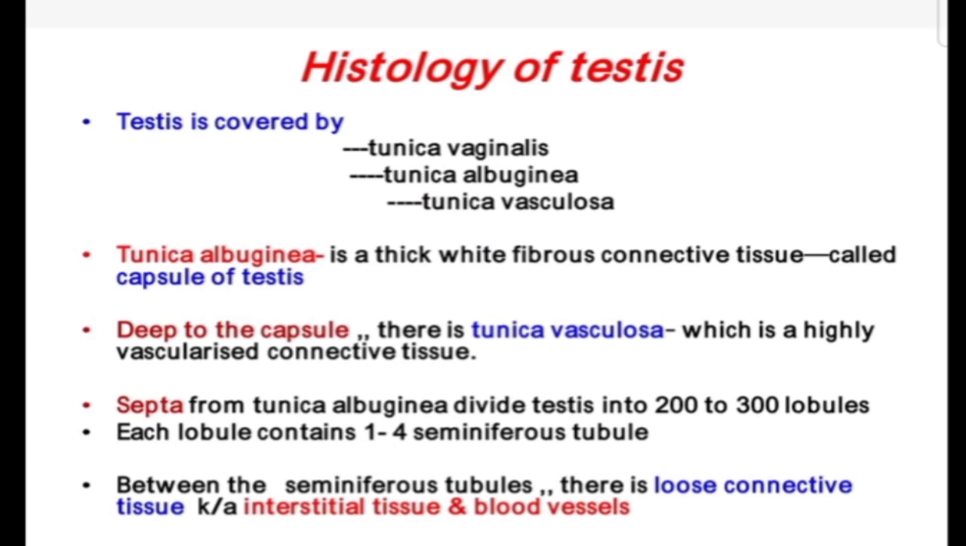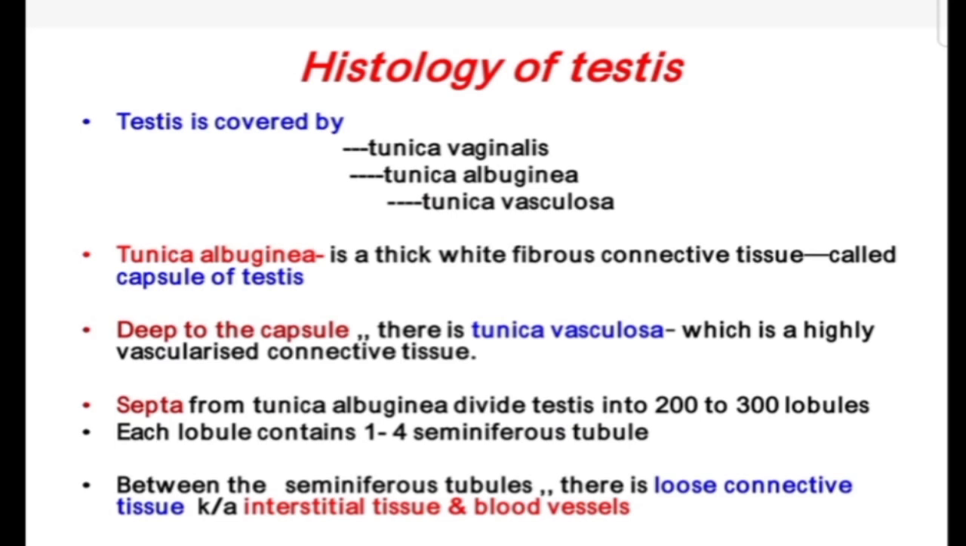Testes is covered by three membranes. One is the tunica vaginalis, tunica albuginea, and the tunica vasculosa. Tunica albuginea is a thick white fibrous connective tissue, and that is called the capsule of the testes. Then deep to the capsule there is a layer which is of loose areolar connective tissue, very vascular, having a lot of blood vessels, that is called tunica vasculosa. And this is the layer which is also lying the septula testes.